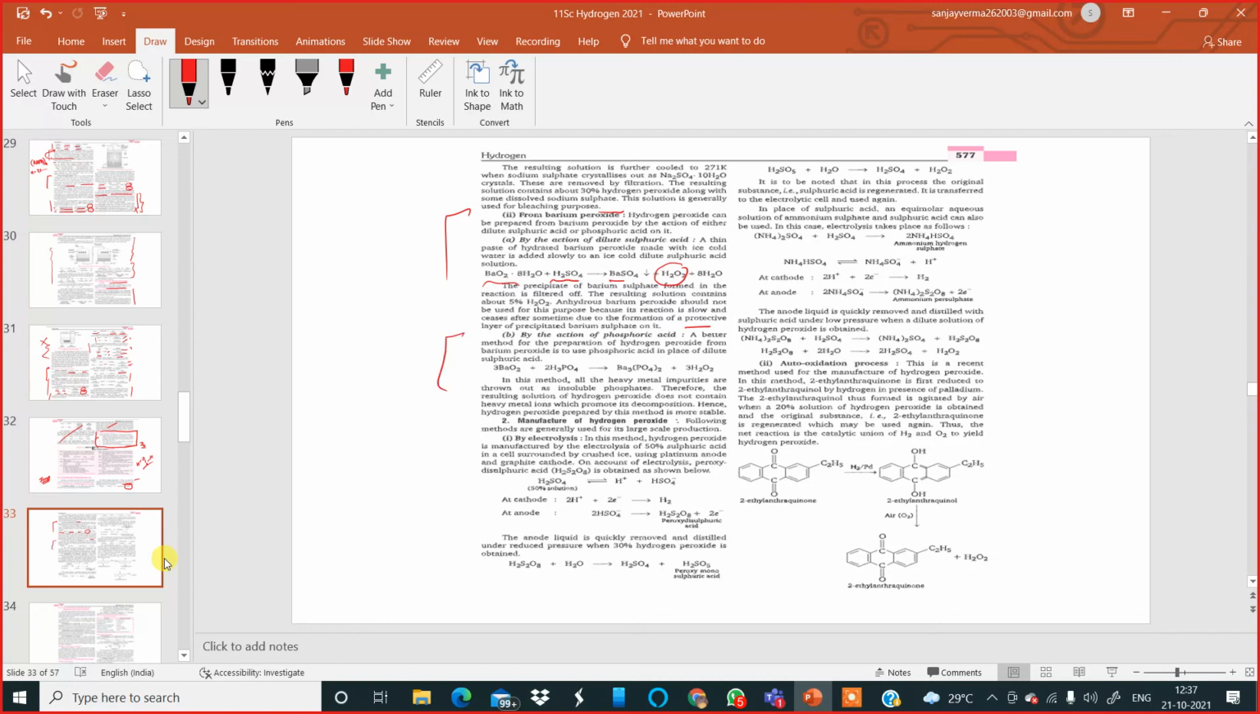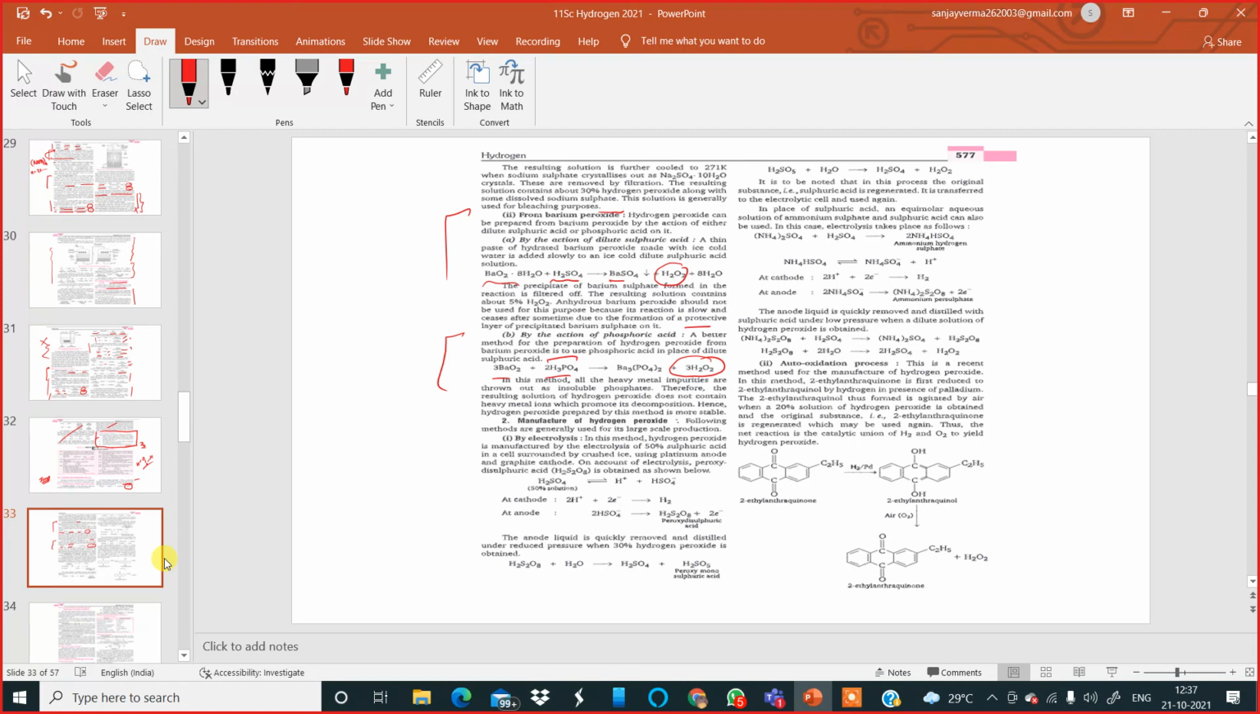The next method is by the action of phosphoric acid. If you react phosphoric acid with barium peroxide, then it is a better method, of course. So we get hydrogen peroxide. Instead of dilute sulfuric acid, we can use phosphoric acid here. In this method, all the heavy metal impurities are thrown out as insoluble phosphates, which can be filtered. Therefore, the resulting solution of hydrogen peroxide does not contain heavy metal ions which promote its decomposition. Hence hydrogen peroxide prepared by this method is much more stable.